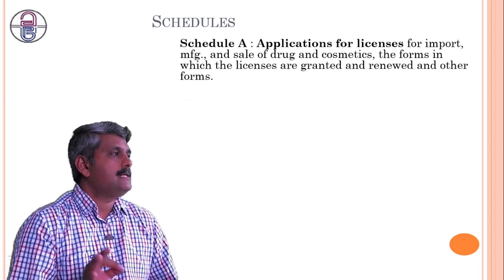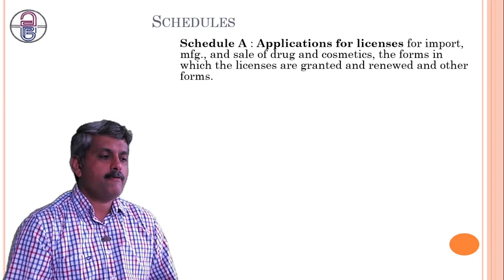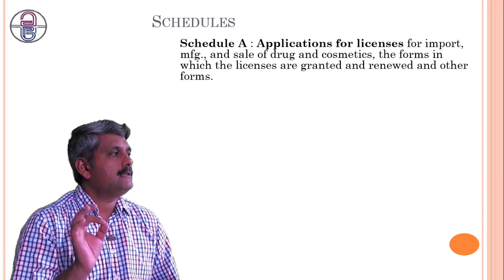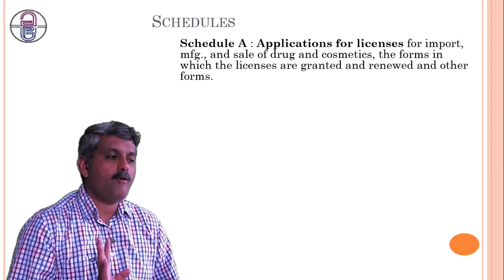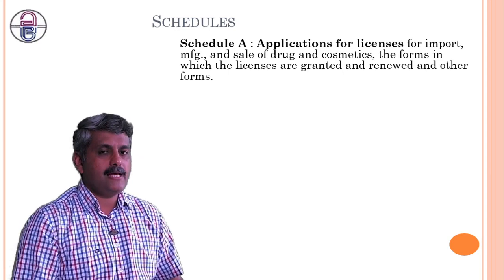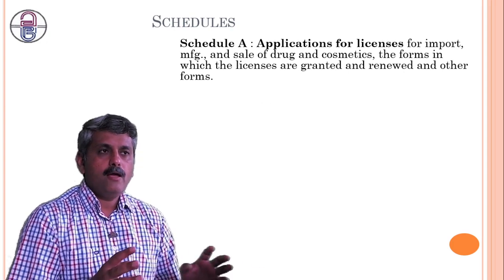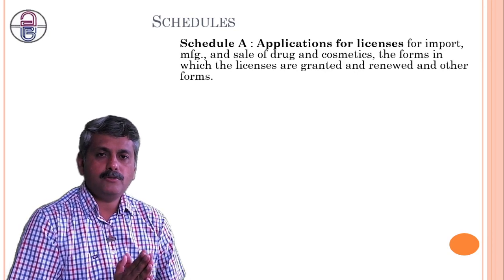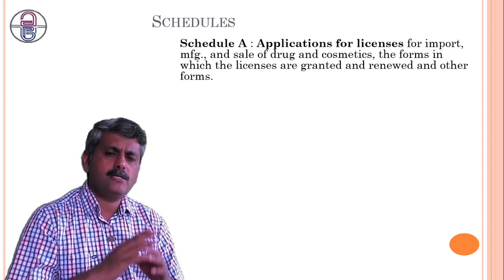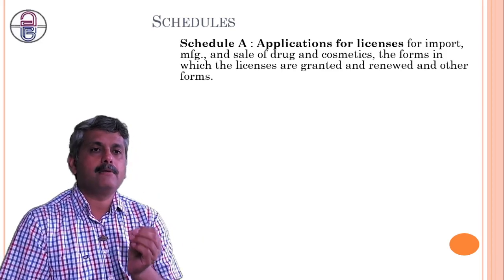First one, Schedule A. This is an application for the licenses for the import, manufacturing, sale, distribution of drugs and cosmetics, and the forms in which the licenses are granted and renewed. So we need an application. What type of application for the license? For what license do you want? You want a license for manufacturing, sale, distribution, likewise. If you want to start such things, then you require an application. Which type of application? Because a number of procedures are there, each procedure should have a unique identification. That's why they are given some numbers.